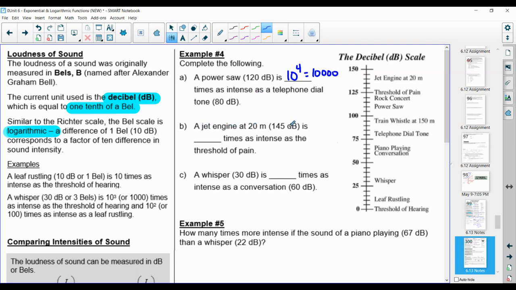A jet engine at 20 meters is 145 decibels, and that's blank times as intense as the threshold of pain. Well, if we take a look, the threshold of pain is at 125. And so 14.5 minus 12.5 is 2. So it's 10 squared, or 100 times as intense. And the third one here says a whisper of 30 decibels is blank times as intense as a conversation of 60 decibels. Notice that 30 is smaller, so this is going to be 10 to the negative 3, or 1 over 1,000 times as intense.